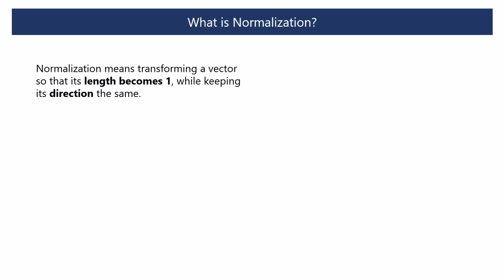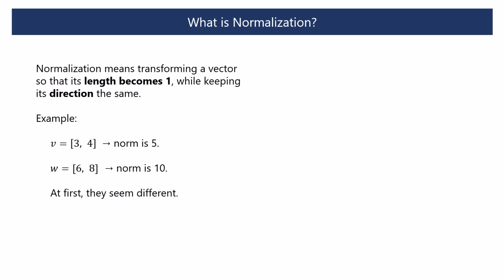Normalization means transforming a vector so that its length becomes 1, while keeping its direction the same. Why is this useful? Let's revisit our two users. V equals (3, 4). Norm is 5. W equals (6, 8). Norm is 10.